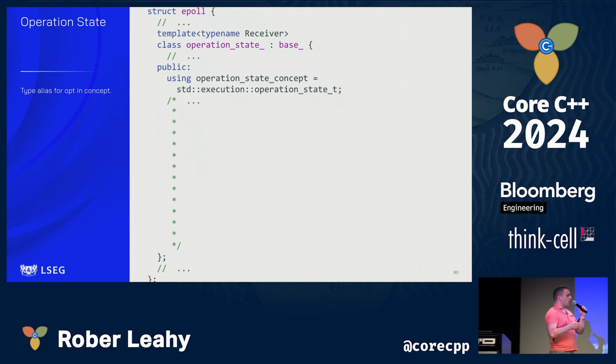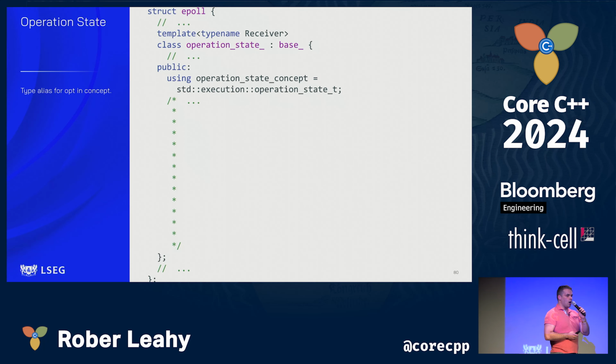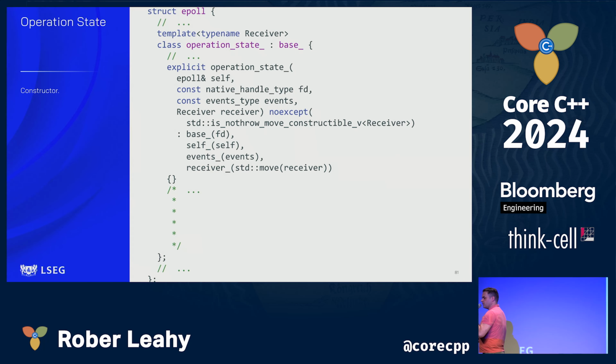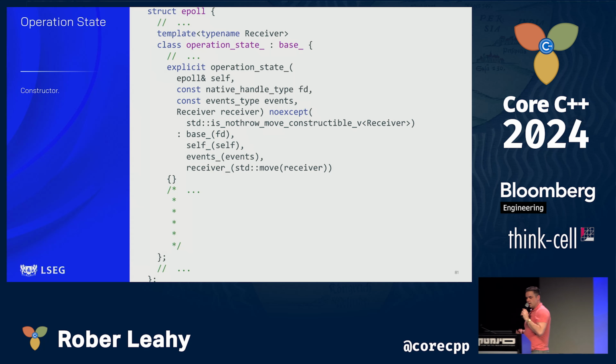Just like with receivers, operation states need to opt into being operation states by having this nested type alias to communicate with the concepts machinery in std execution. And of course, it's not much good to have an operation state if you can't construct one, and so I give it a perfunctory constructor.